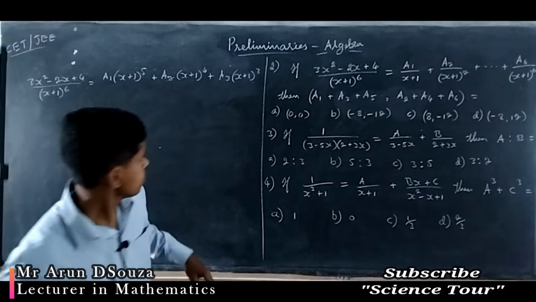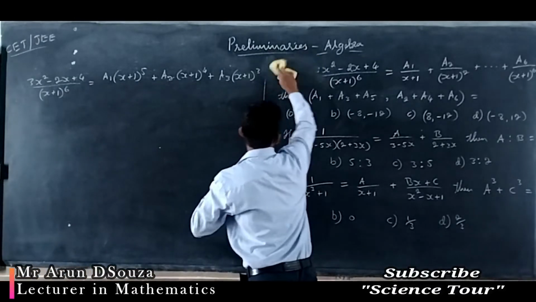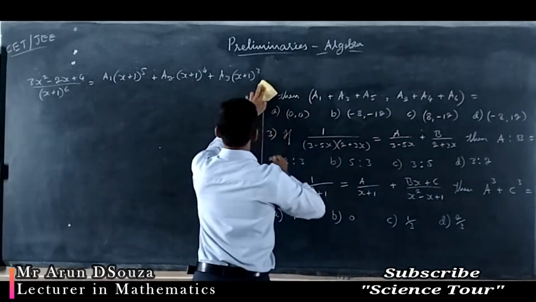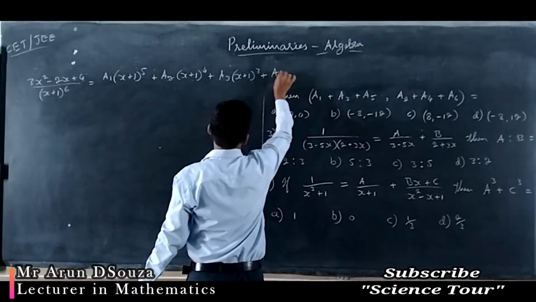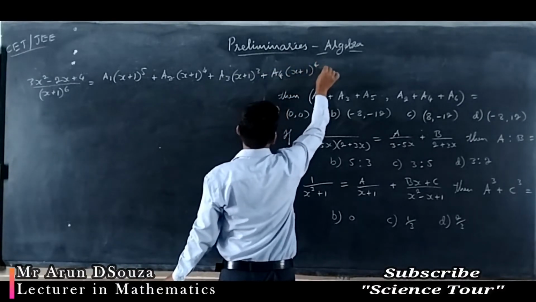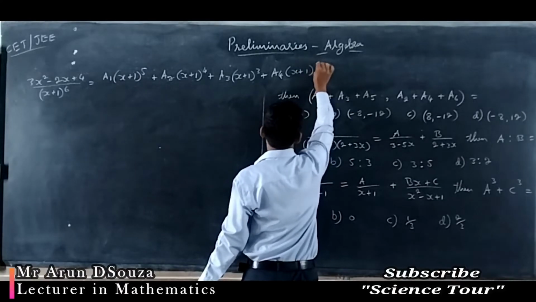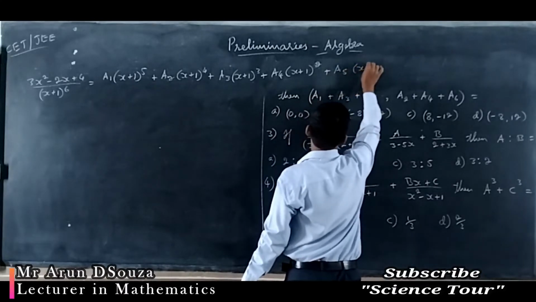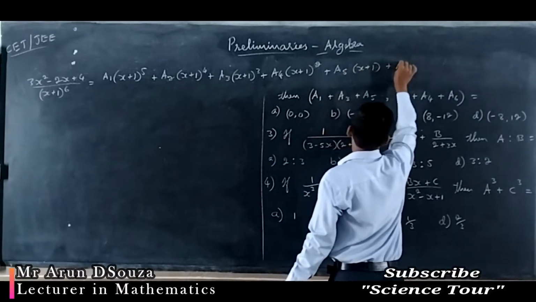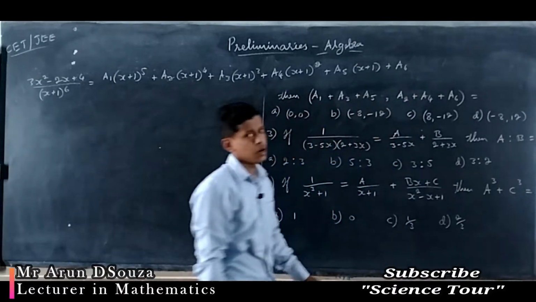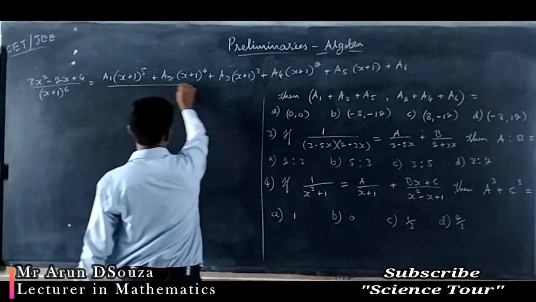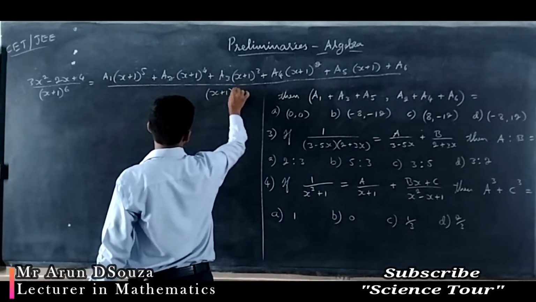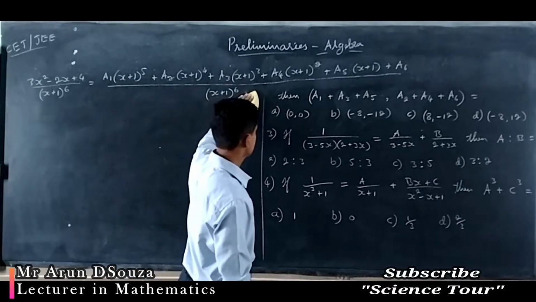So next you have A4 and x plus 1 square. I'm sorry, that will be square because the 4 will be there in the denominator, and A5 times x plus 1 to the power 1, and A6 times x plus 1 to the power 6. You don't have to multiply anything there. So the whole thing divided by x plus 1 to the power 6, is it not?